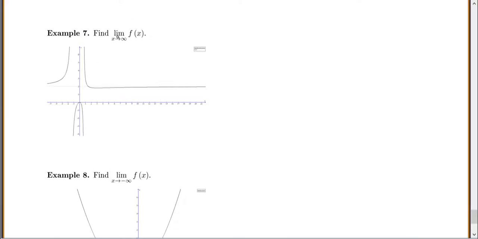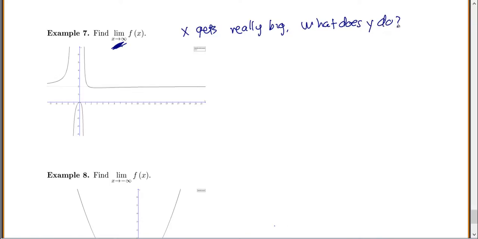Okay, and just two more things here. What if you want the limit as x goes towards infinity? So this means x gets really, really big. What does y do? Lots of times you'll have this question if you have, say, a horizontal asymptote. So as we look at this graph, we can just say, okay, well, as x goes towards infinity, what's y doing? Y goes to 2. So our limit as x approaches infinity of this function is just going to be 2.